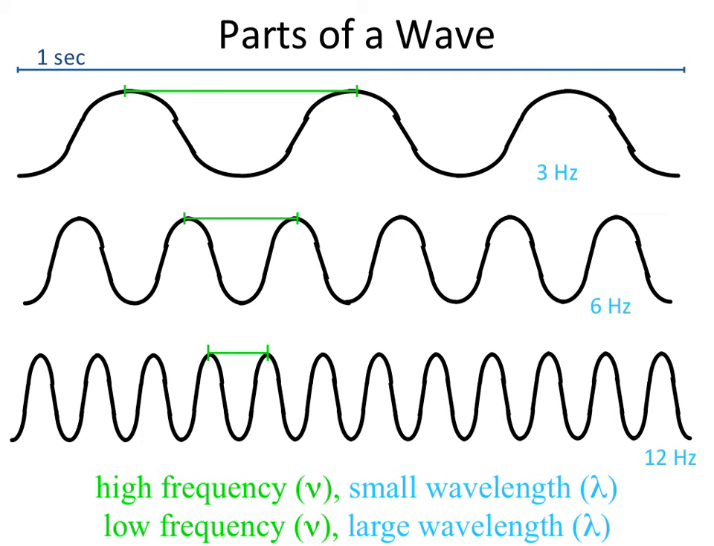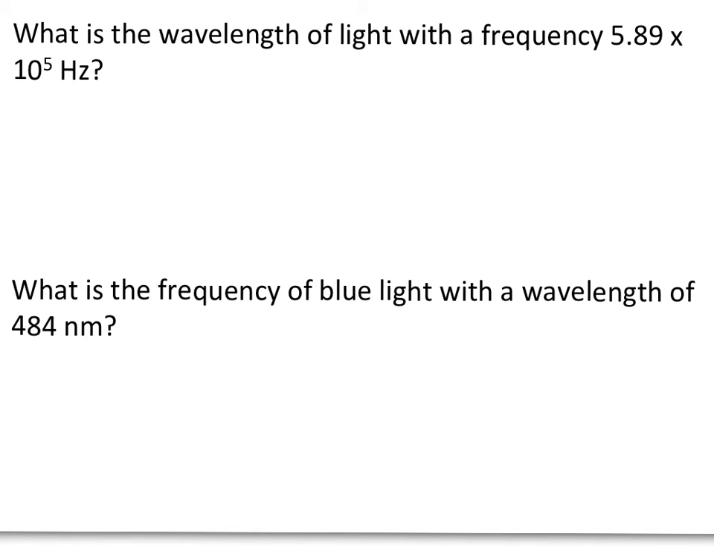Okay, so now that we understand the parts of a wave and that we've visualized the actual inverse relationship between frequency and wavelength, let's go ahead and utilize this equation to help us find out some information about specific examples of electromagnetic radiation. So we have a couple of examples here, and they both ask us to calculate a couple of different things.